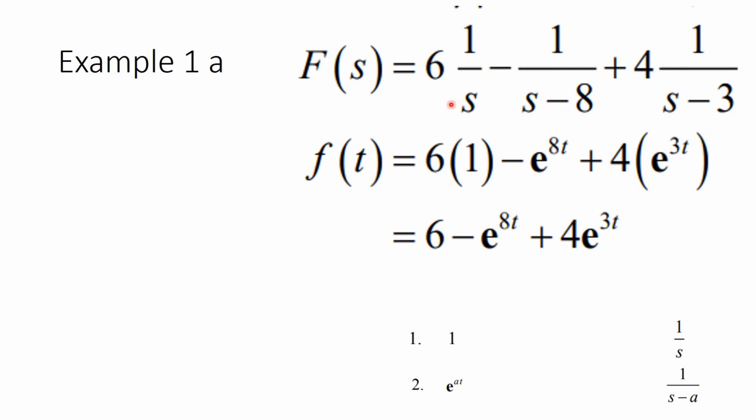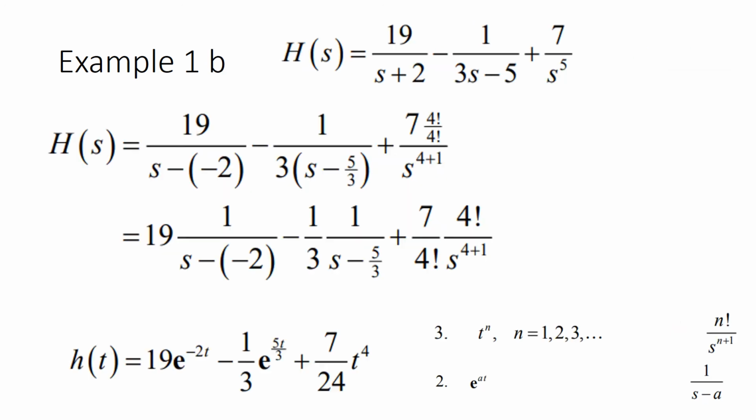So it's linear. So the 6 just sits there. I invert the transform here, and I get 1. The minus 1 just sits there. I invert the transform and get e to the minus 8t. And the 4 just sits there. I invert the transform and I get e to the 3t. I simplify it, and that is my answer to problem example 1a.